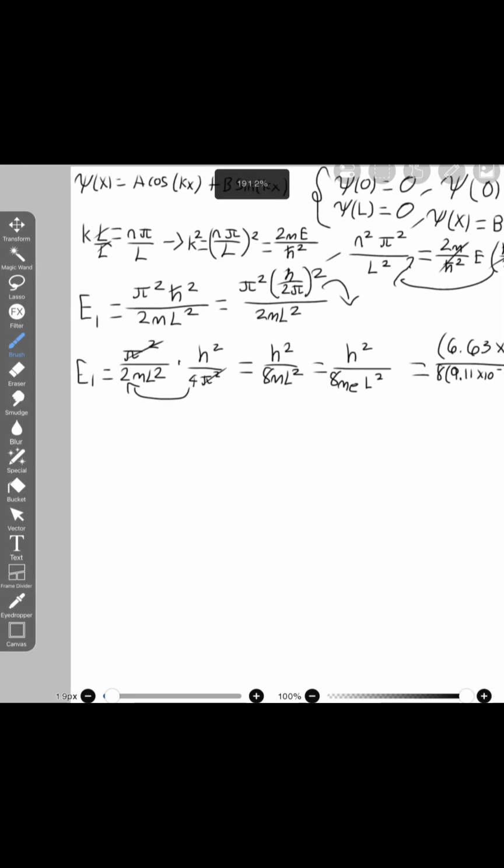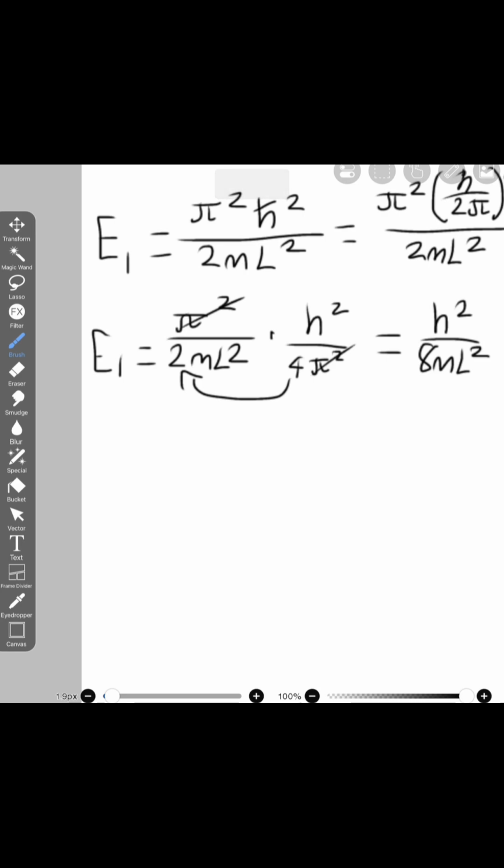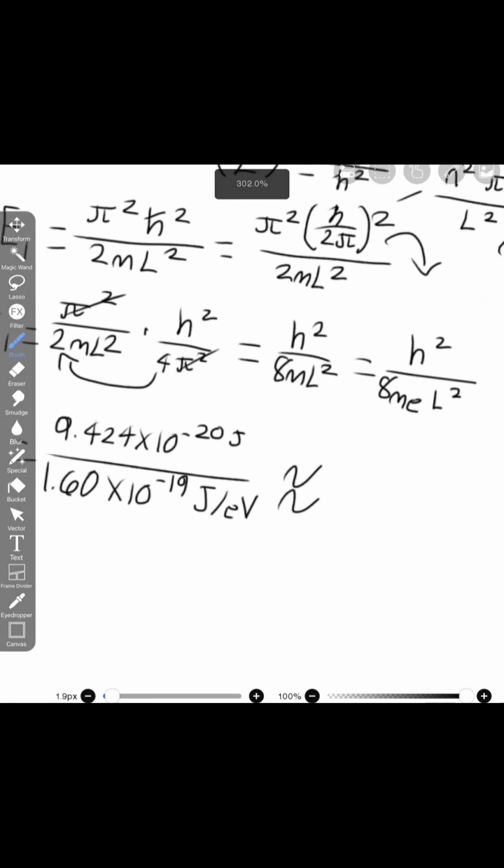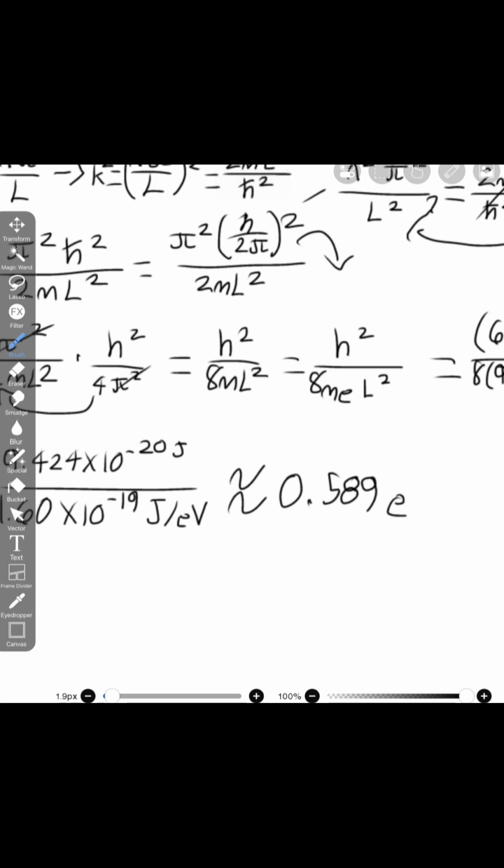Alright. So we need to convert this to electron volts, yes? So we have 0.589 electron volts. So that is our answer.